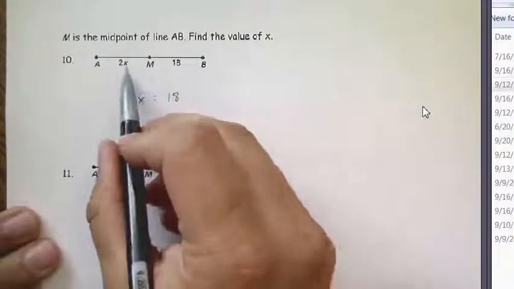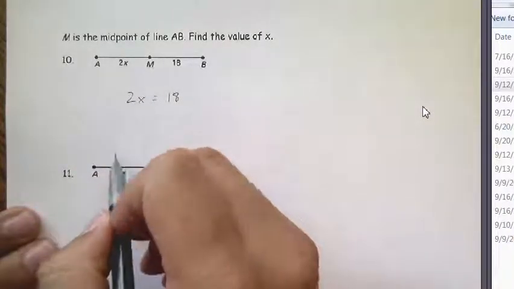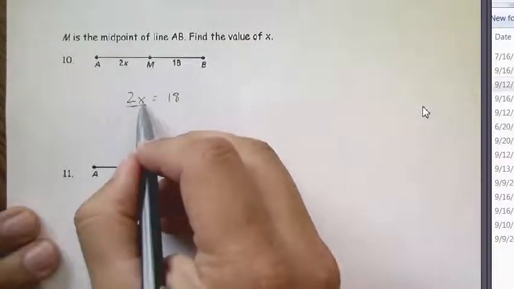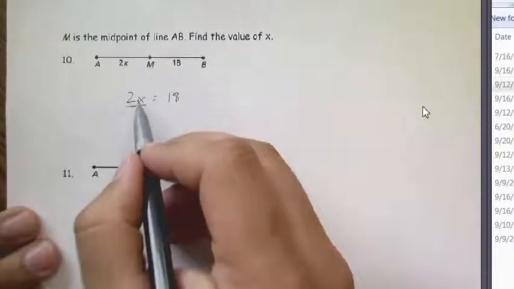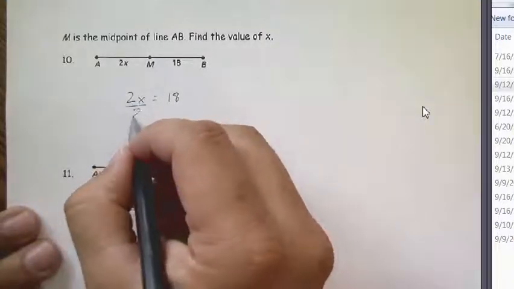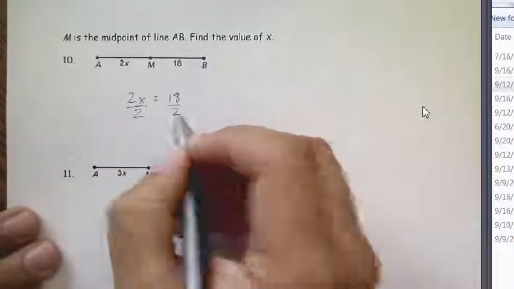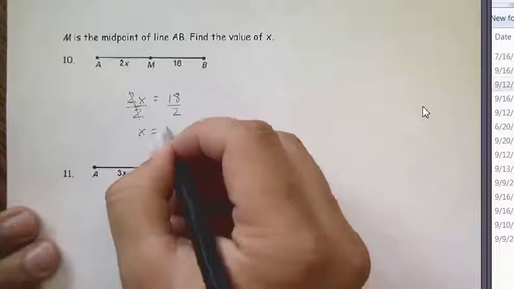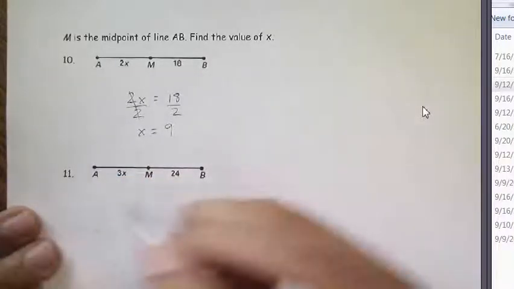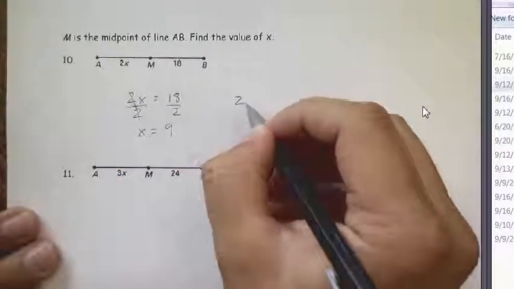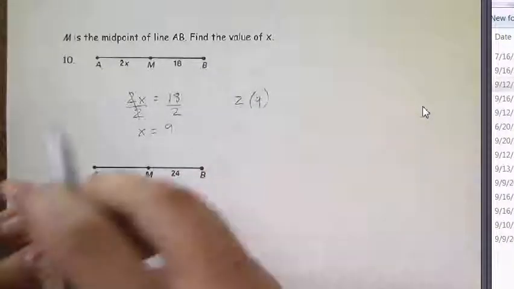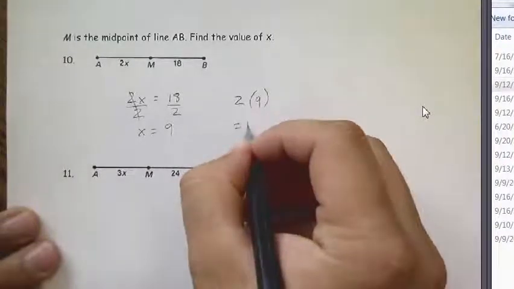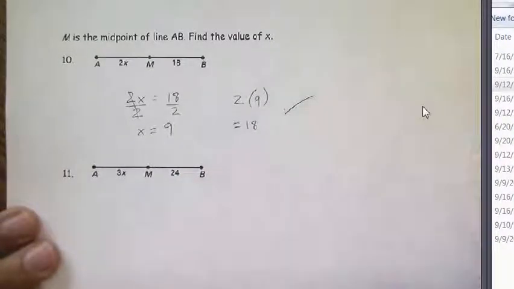I need to find the value of x. Since this is 2 times x, I need to get the 2 out of there and get x by itself. The opposite of multiplication is division, so 2 divided by 2 cancels out. 18 divided by 2 is going to equal 9. Now if I want to check that, I can put it back into my formula, 2 times x. My x value is 9. 2 times 9 equals 18. Now I know I got that right.